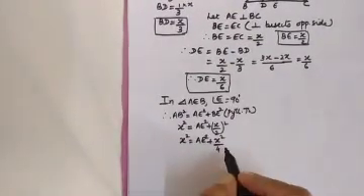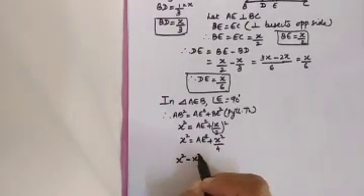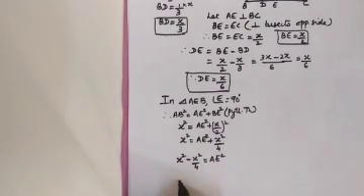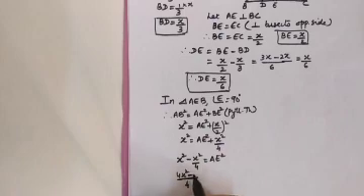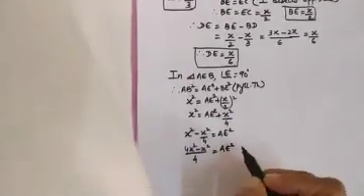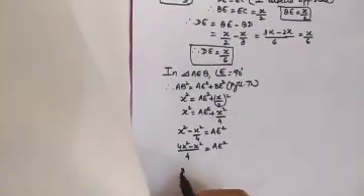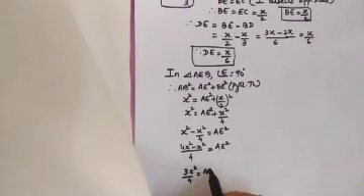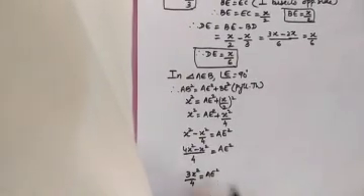Bring this X squared by 4 to the left side. This X squared is already here, minus X squared by 4 is equal to AE squared. The LCM here is 4. X squared into 4, 4x squared minus X squared is equal to AE squared. What is 4x squared minus x squared? It is 3x squared by 4 is equal to AE squared. Therefore, here you want only AE.